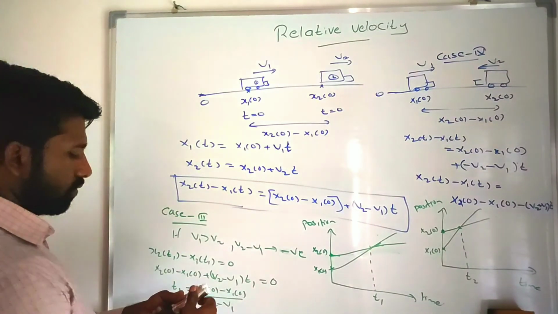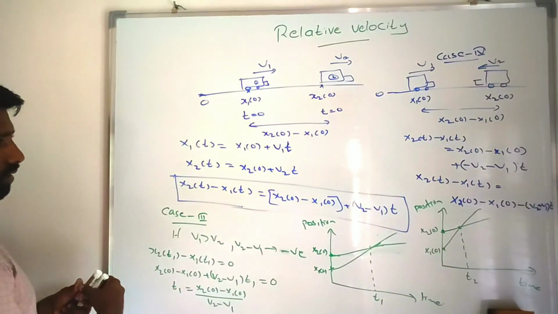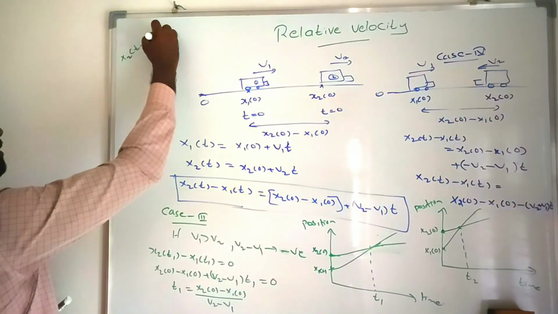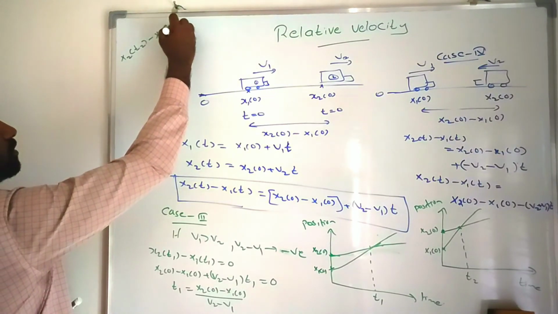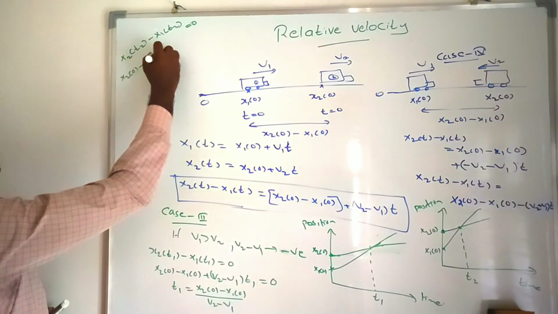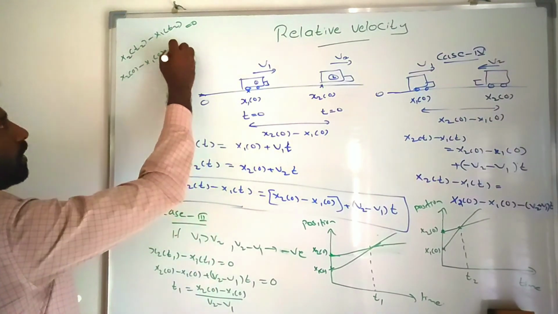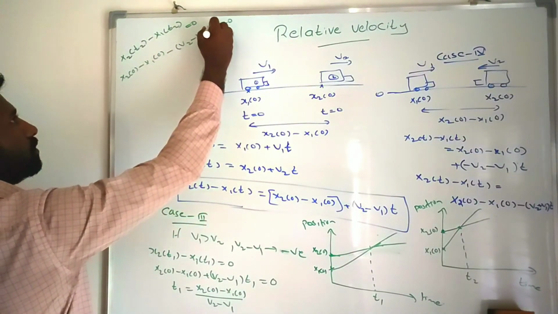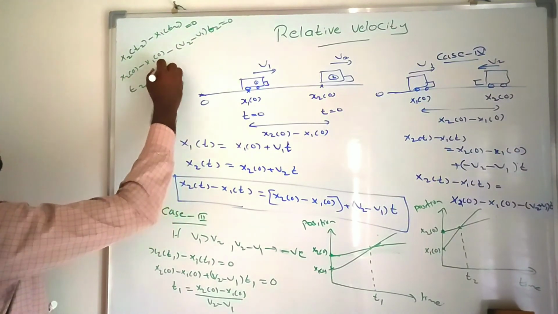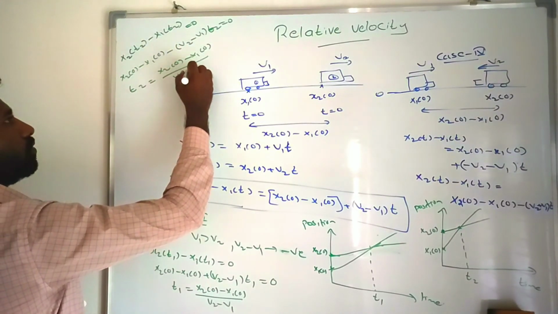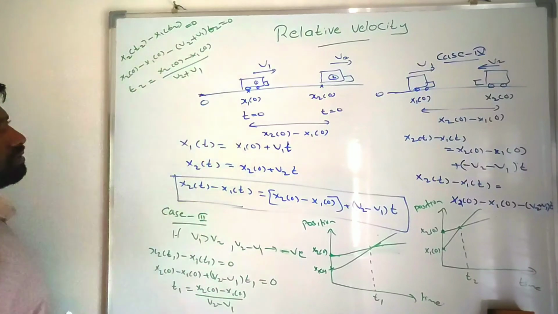So we can find out the t2 time. How can we find out the t2 time? At t2 instant, x2 of t2 minus x1 of t2 is equal to 0. That is x2 of 0 minus x1 of 0 minus v2 plus v1 into t2 is equal to 0. Okay, this is t2. From this, t2 is equal to x2 of 0 minus x1 of 0 divided by v2 plus v1.